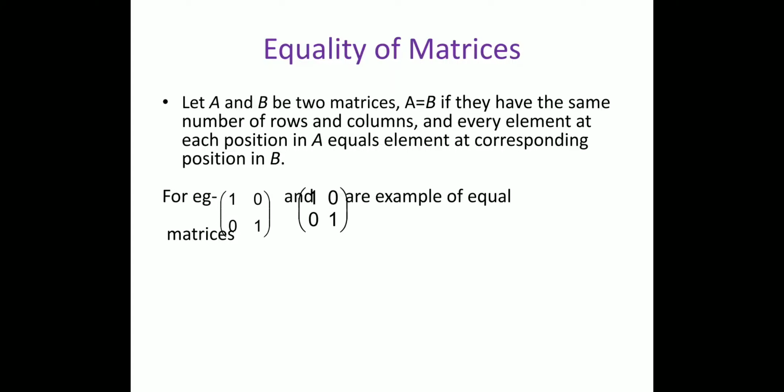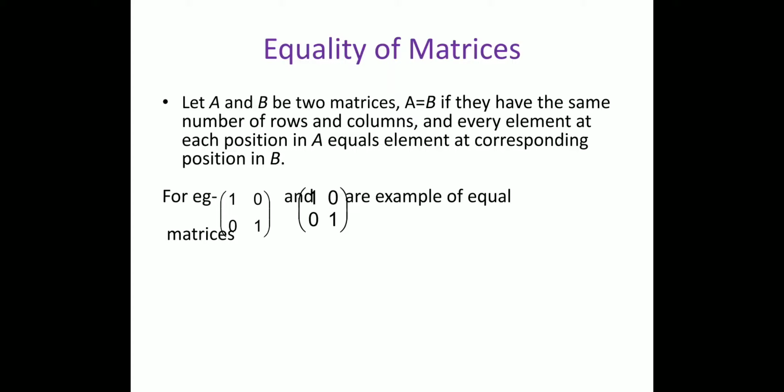Now how can we equate two matrices, meaning what is the condition to say that two matrices are equal? Let A and B be two matrices. A equals B if they have the same number of rows and columns. So two matrices A and B are equal when they have the same number of rows and columns, and every element at each position in A equals the element at the corresponding position in B.